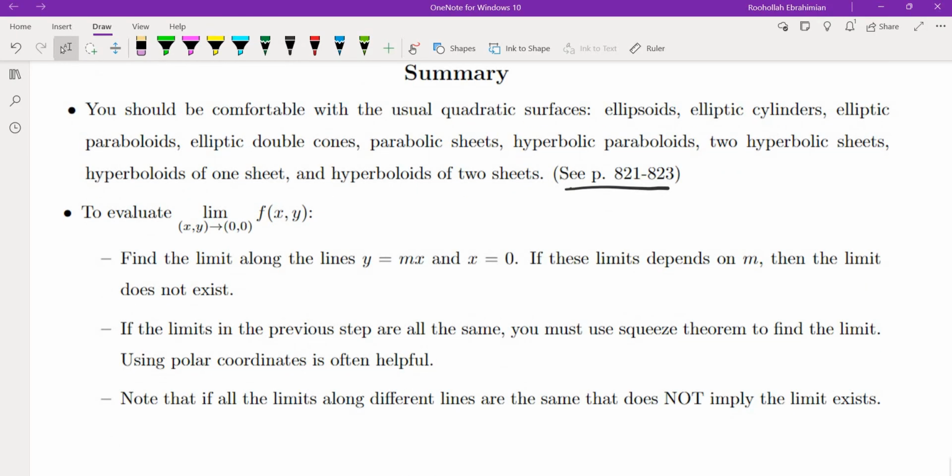To evaluate limits of functions as (x, y) approaches the origin, which is what most of your examples are going to be, find the limit along the lines through the origin, which would be y equals mx and x equals 0. If the limits are not the same, then you know that the limit does not exist. If the limits are the same, you suspect that the limit might exist. So you use the squeeze theorem using inequalities, sometimes using polar coordinates, to obtain your final result. And if these limits along different lines are all the same, that does not mean the limit exists.